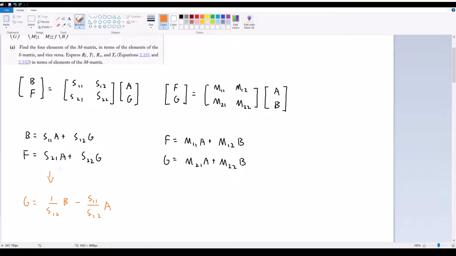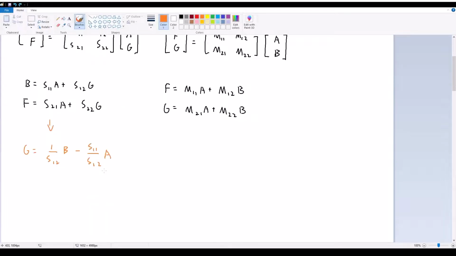So in that case, I can plug this expression back into G for the second expression, and what I get is F is now equal to S21A plus S22 times 1 over S12B minus S11 over S12A. So F, therefore, is equal to S21A plus S22 over S12 times B minus S22 S11 over S12 times A.